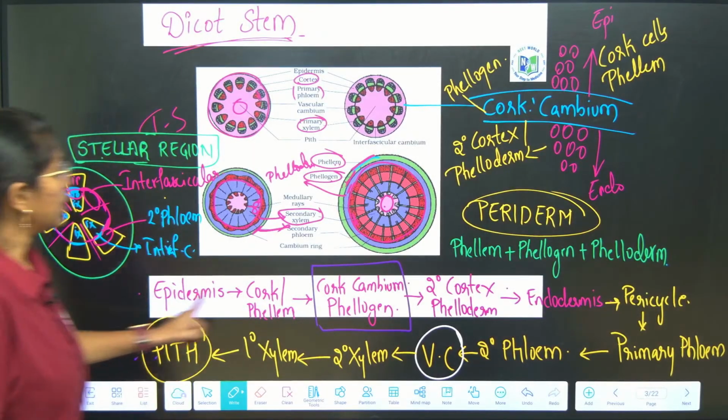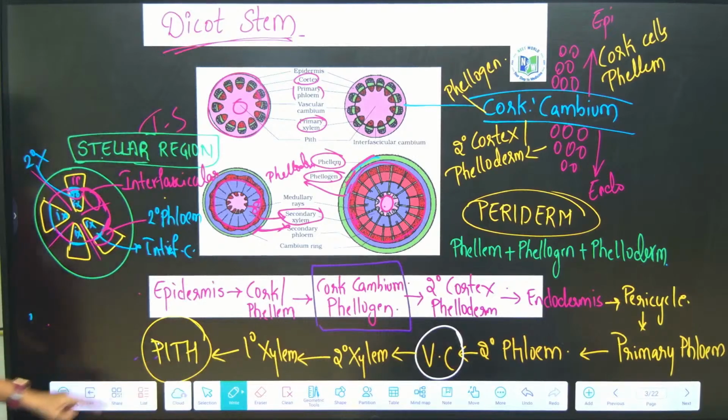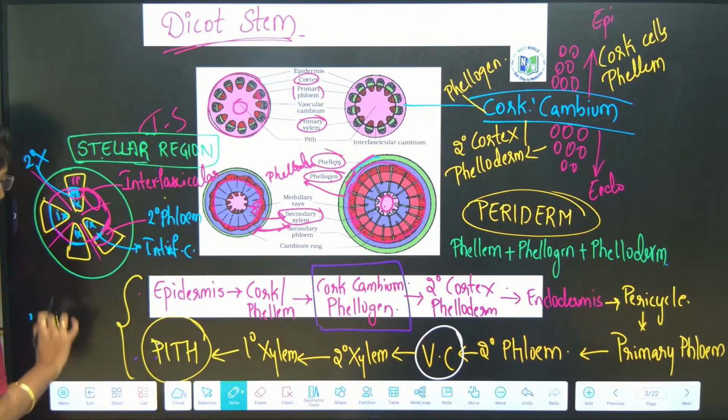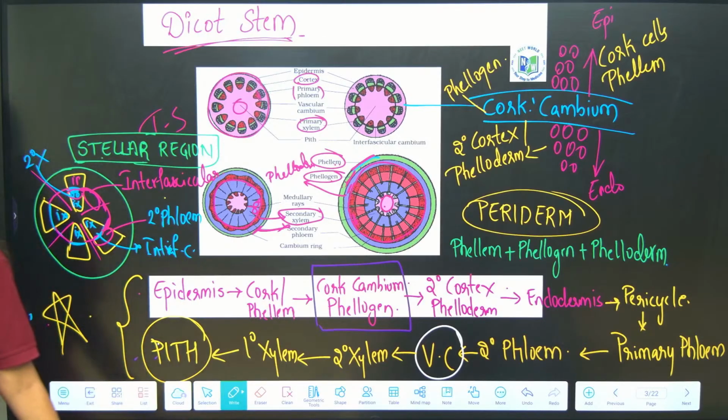Clear, right? This is the complete flow chart that you have to remember for sure for dicot stem. You can take a screenshot of this, very important, very, very important.